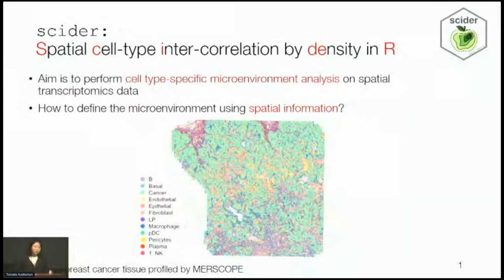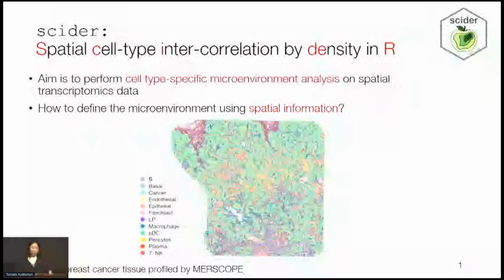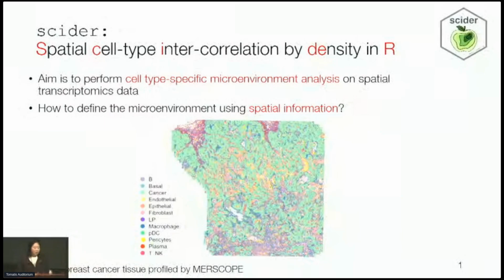So CIDR stands for Spatial Cell Type Intercorrelation by Density in R, and our aim is to perform cell type specific microenvironment analysis on spatial transcriptomics data. But one of the most important questions is, how do we even define the microenvironment using the spatial information we have available?